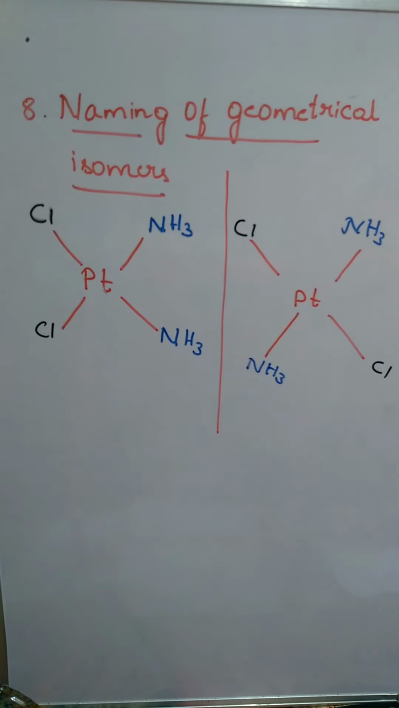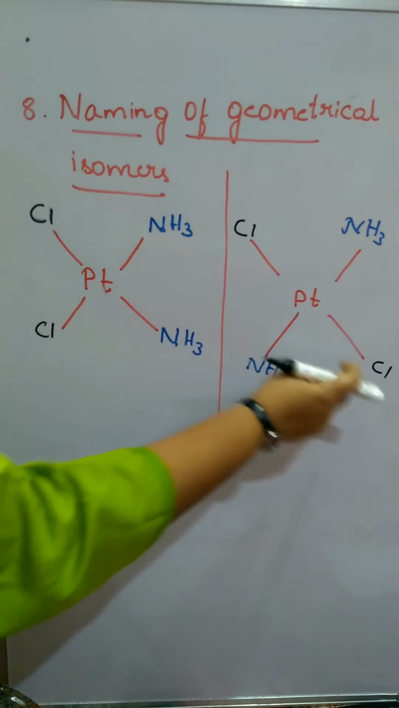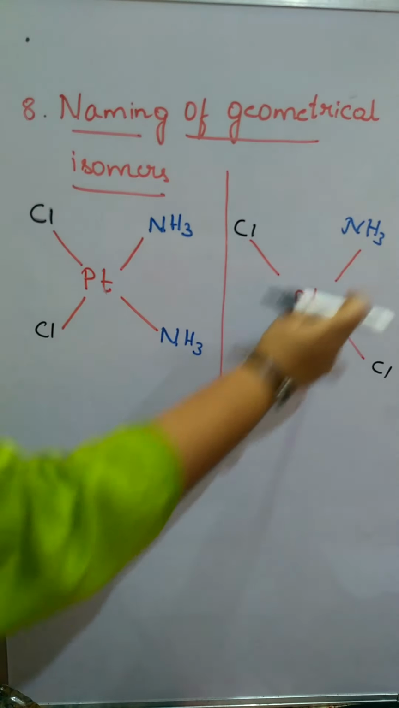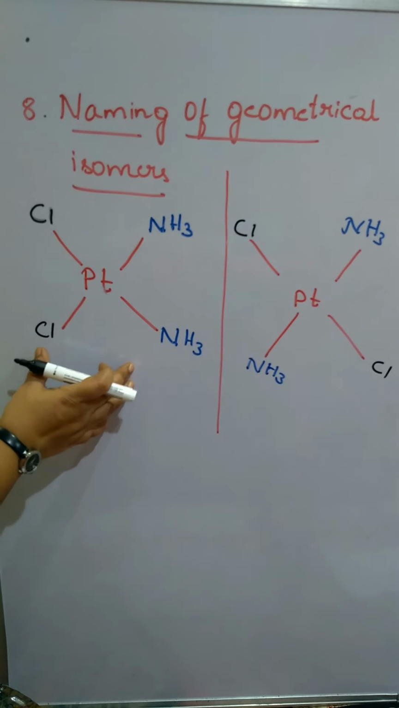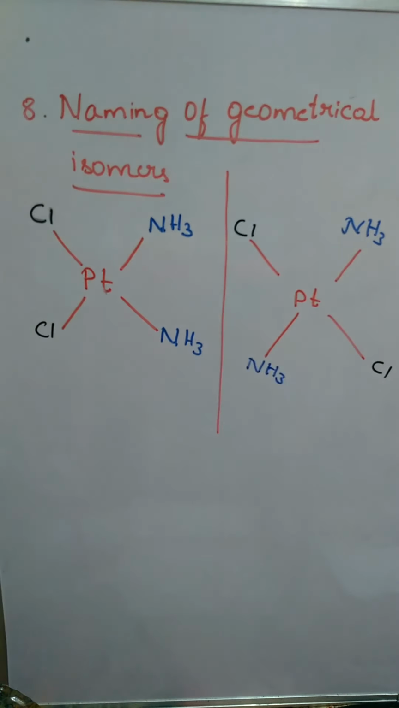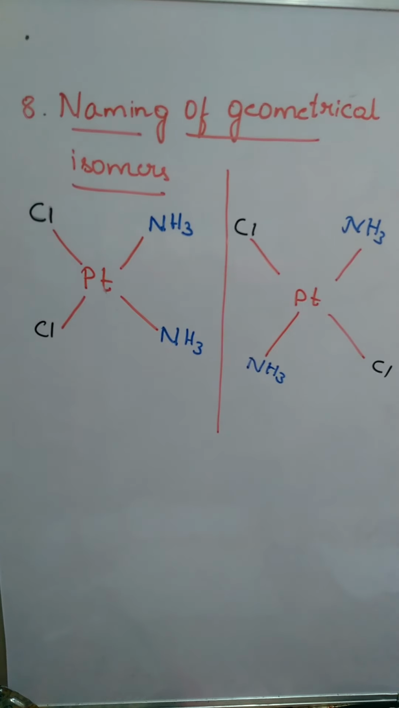Now observe here, similar ligands come adjacent to one another. Here also similar ligands came adjacent to one another. But here similar ligands come opposite to one another, and here similar ligands are opposite to one another. That means this is the cis isomer and this is the trans isomer. So cis and trans we have seen here. We shall name that now.